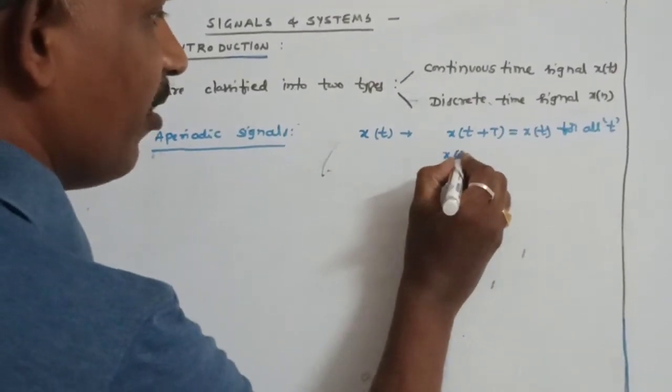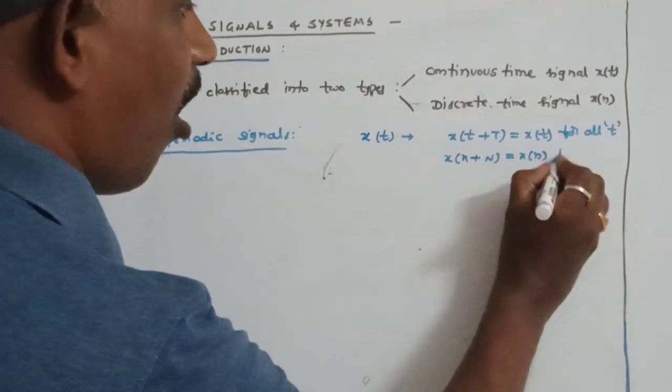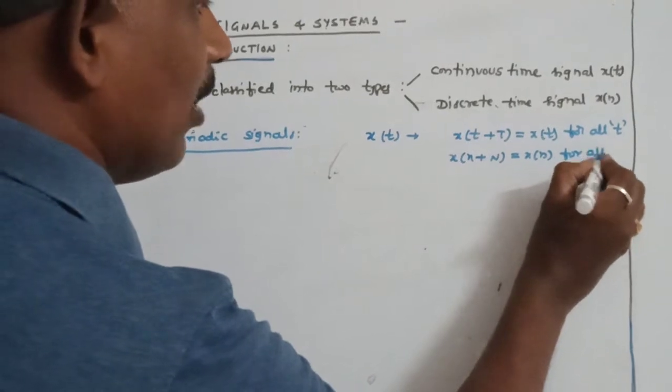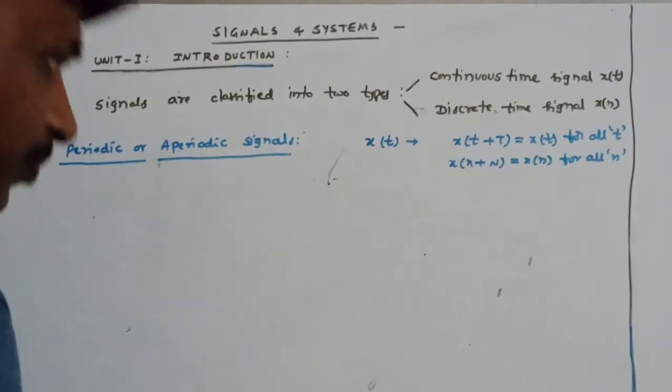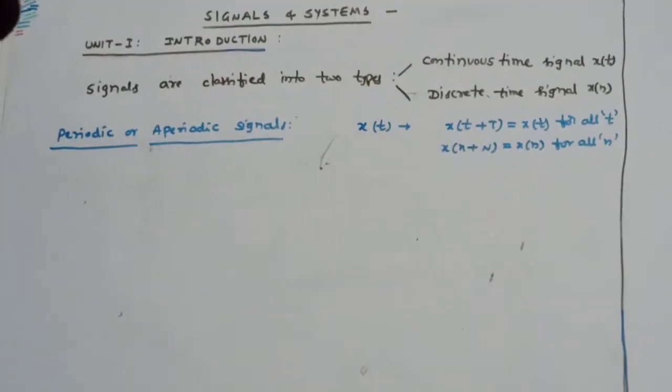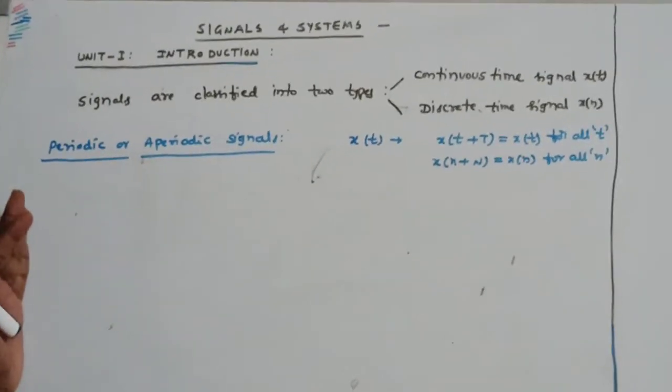Similarly, if x of n plus capital N is equal to x of n for all n, then it is called a periodic signal. Otherwise it is called an aperiodic signal. So let us solve today some problems on finding the fundamental period of periodic signals.